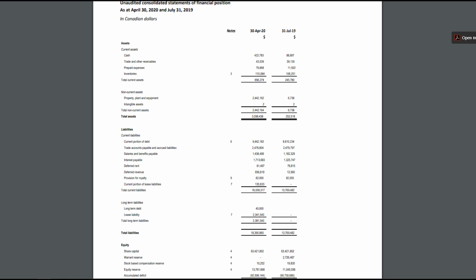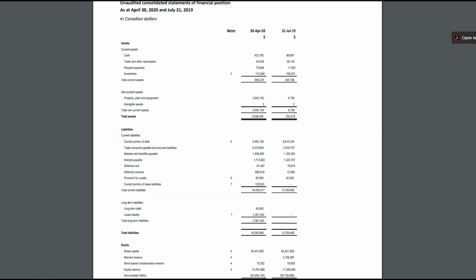The company has around $422,000 in cash, $43,000 in accounts receivable. Essentially, it's listed as trade and other receivables here. $79,000 in prepaid expenses, which remember is expenses that are paid now and they don't get the product or service until later. And $110,000 in inventories for a total of around $656,000. The rest of the company's assets is essentially all in PP&E.